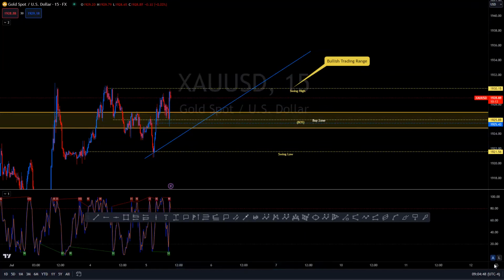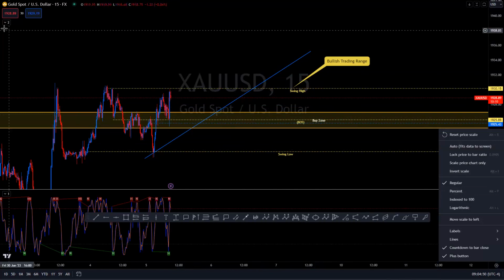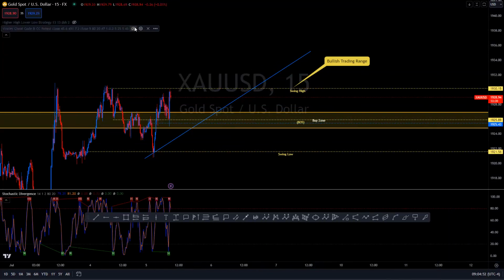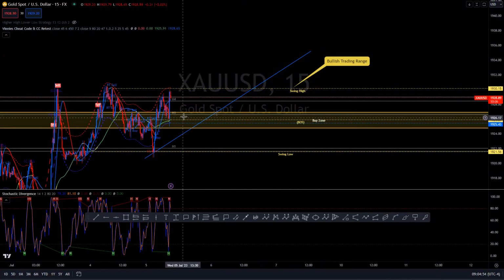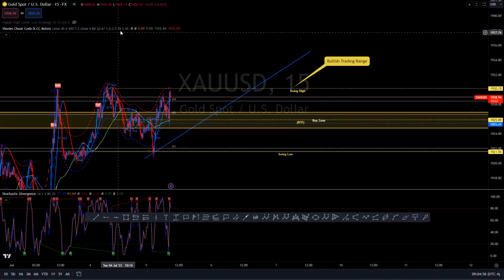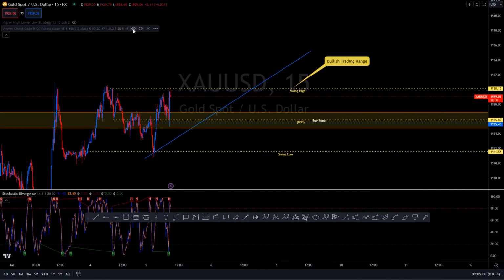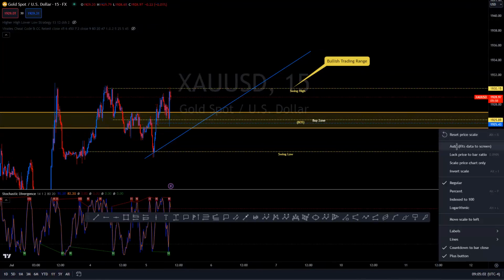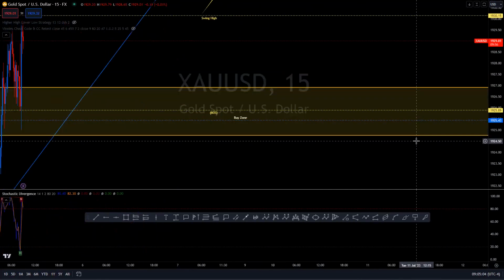Now we're going to turn on the cheat code indicator. We haven't gotten the buy or sell signal yet, but that's what I'm going to be looking at. Matter of fact, let me zoom in a little bit so you can actually see price a lot better here.